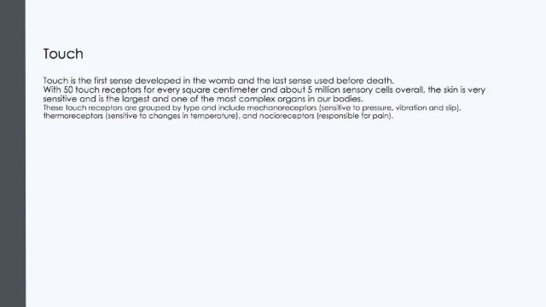Moving on, touch is the first sense developed in the womb and the last sense used before death. With 50 touch receptors for every square centimeter and about 5 million sensory cells overall, the skin is very sensitive, and it is the largest and one of the most complex organs of our body. The touch receptors are grouped by type and include mechanoreceptors that are sensitive to pressure, vibration, and slippage, thermoreceptors, which are sensitive to temperature, and nociceptors, which are responsible for sensing pain.